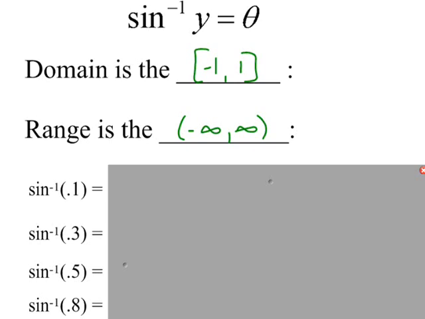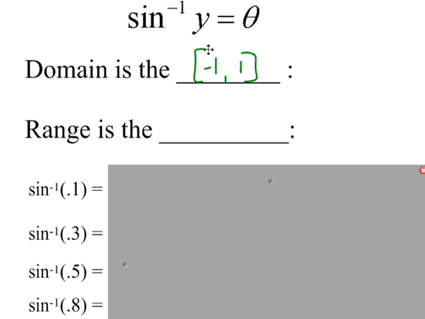But this creates a bit of a problem. So we are going to have to adjust this, because if you flip the sine curve, it does not pass the vertical line test. And so therefore, it's not a one-to-one function. So we're going to have to mess with this range in a little bit. So let's just do some investigation.